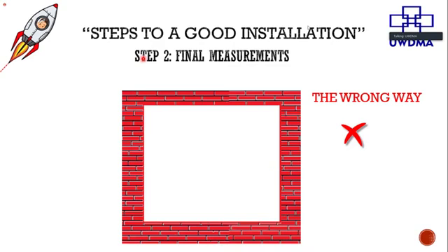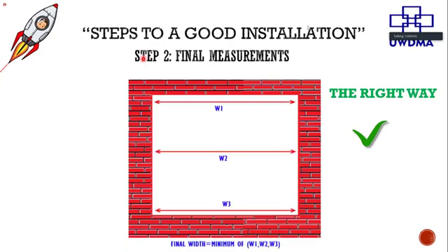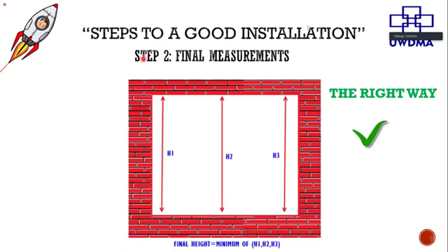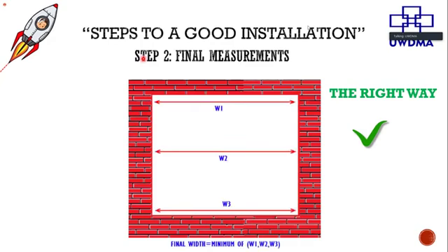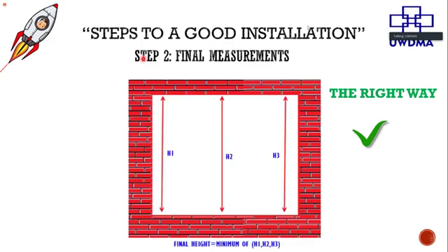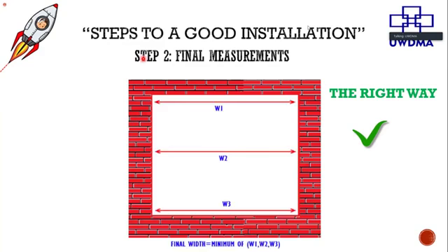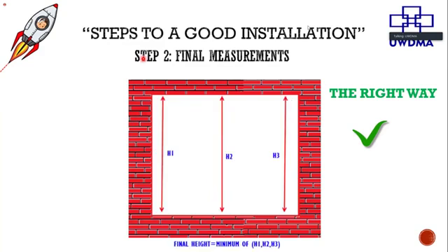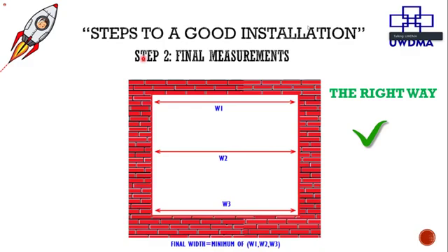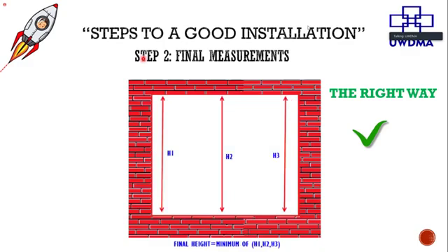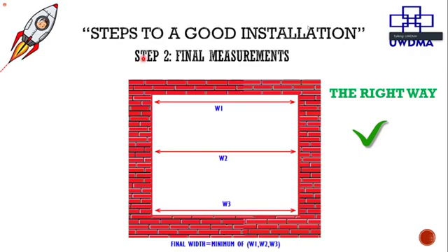Because in India, we never have an opening which is symmetrical. There would be a difference. The width and height throughout the wall of the window won't be the same. It will vary. That's why the right way is to take three widths and three heights. From the left side, from the center, and from the right side you take widths, and from the top, from the center, and at the bottom you take heights. So W1, W2, W3, H1, H2, and H3.